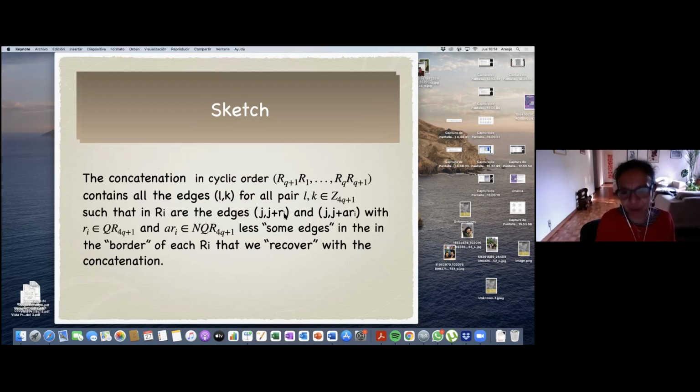And the concatenation of this contains all the edges, because any pair is given by a jump of one quadratic residue or one non-quadratic residue. And you have here all the quadratic residues, and you have here all the non-quadratic residues, and you have all the differences between any pair of vertices here. We don't have some edges, but in the border, in the concatenation, we recover the numbers.